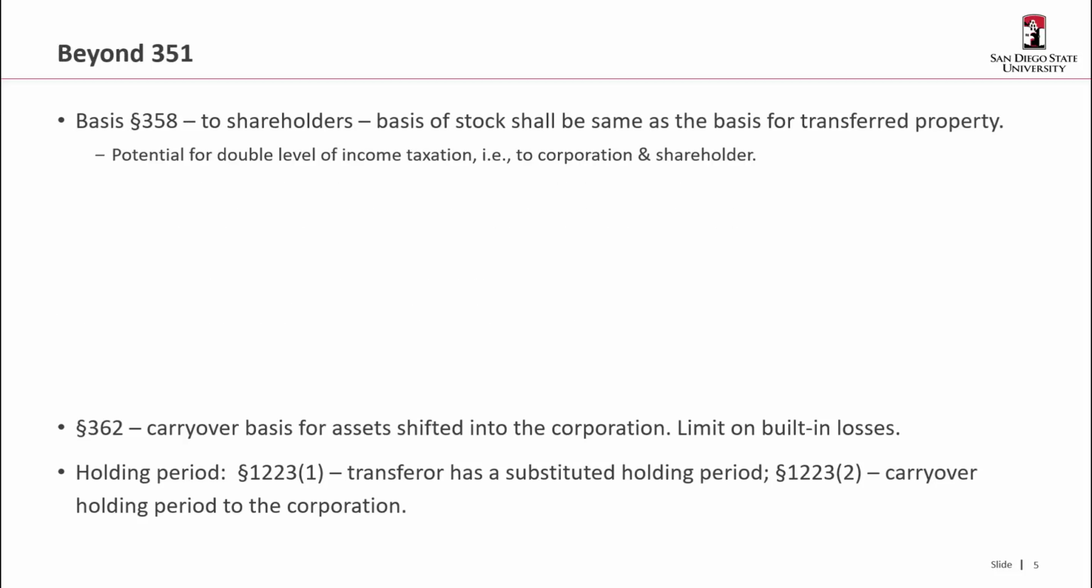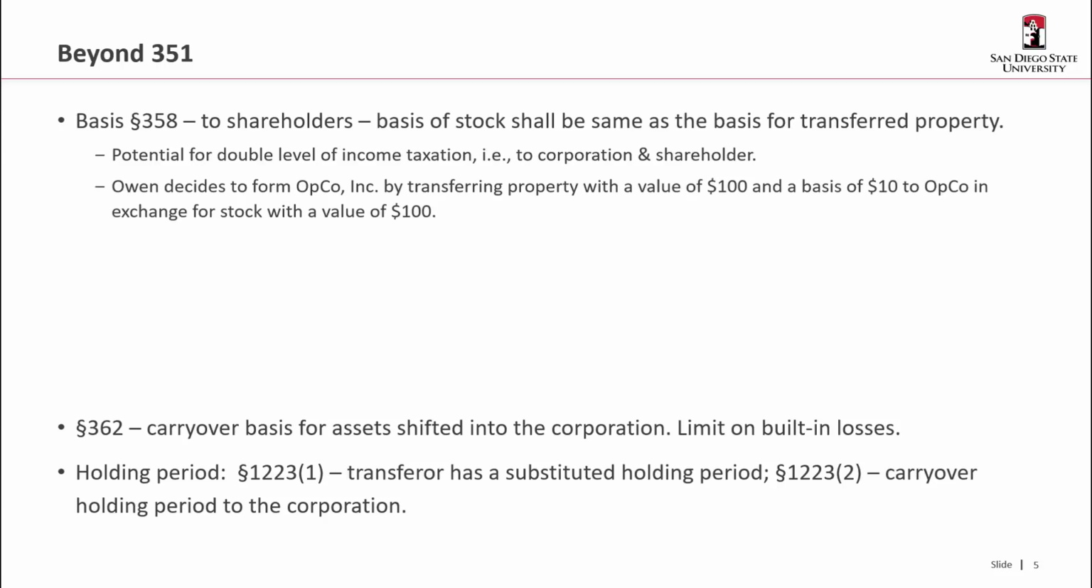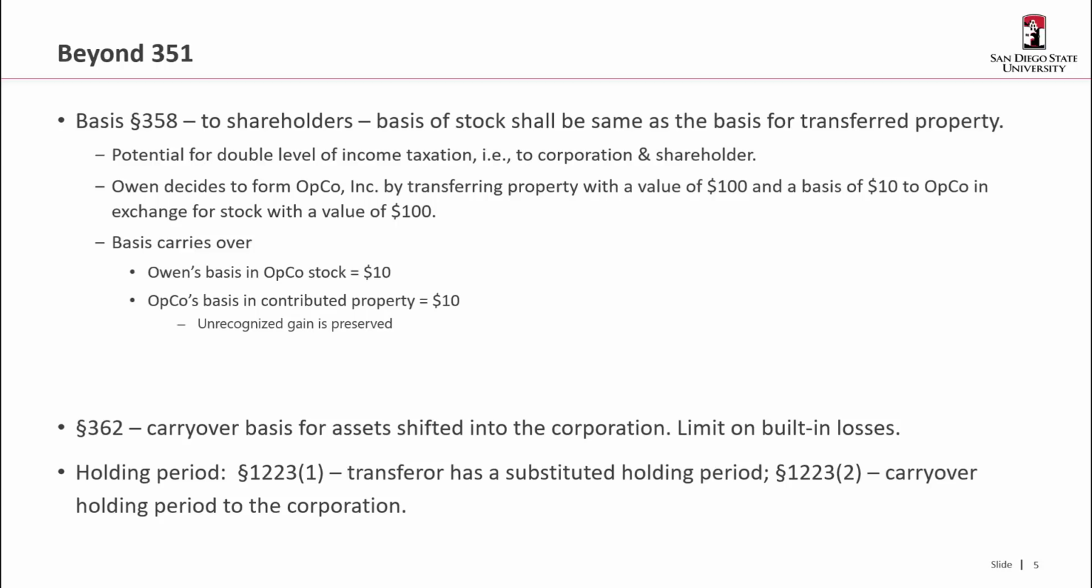Code section 358 says the basis to the shareholders, so the basis of the stock they're going to receive in this newly organized corporation will be the same as the basis they had in the property they transferred. And what happens is that creates the potential for double taxation of the income, that is taxation to the corporation and the shareholder. So again, here we have Owen deciding to form OpCo. He transfers the property, $100 value, $10 basis, in exchange for stock with a value of $100. If the basis carries over, then Owen's basis in the stock he now holds is $10. That was his basis in the property.